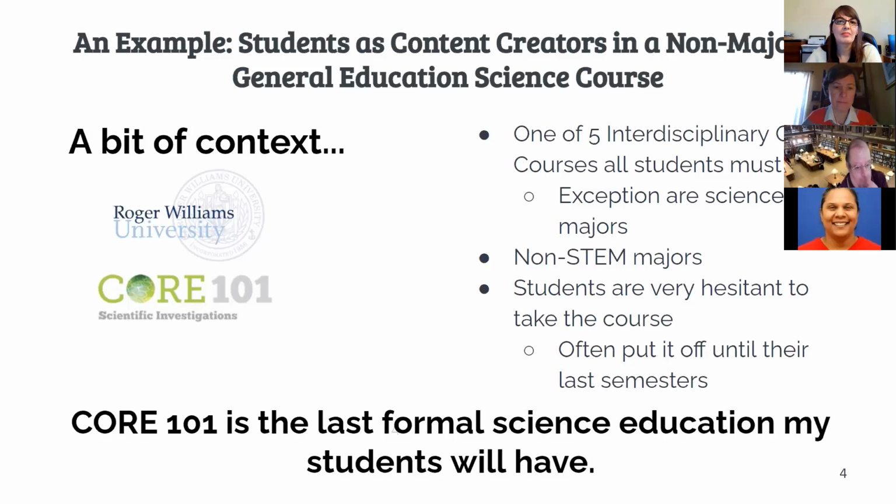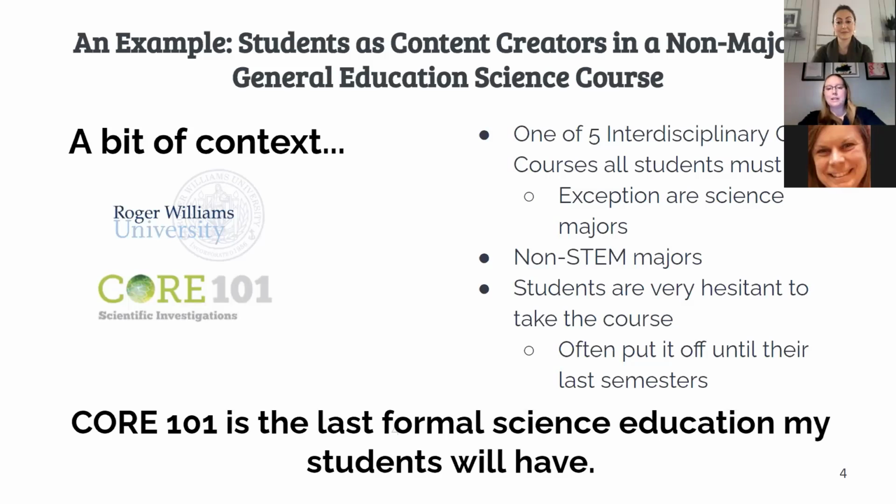I also have students that took like 5 AP science courses in high school. So I kind of have this huge spectrum of students that I have to deal with and try to make the course as relevant to all of them as possible. At the same time, Core 101 is the last formal science education my students will have. So it's really important to me that this be a class where they come to appreciate science as something that is part of their lives, but also that they do have a voice in science.